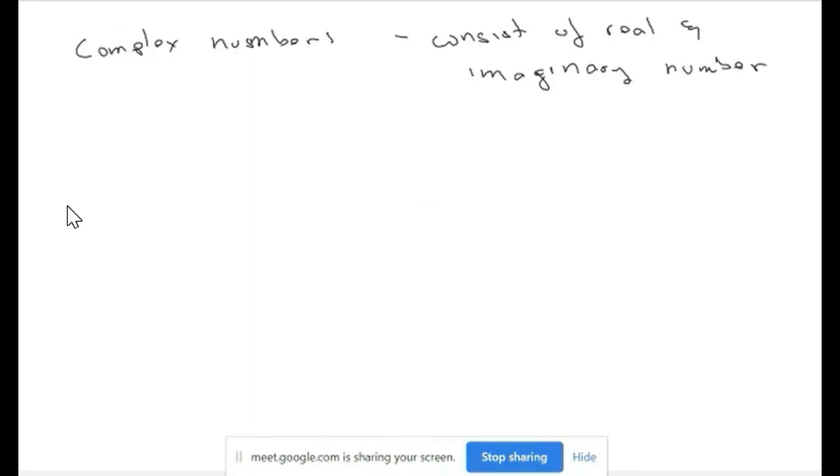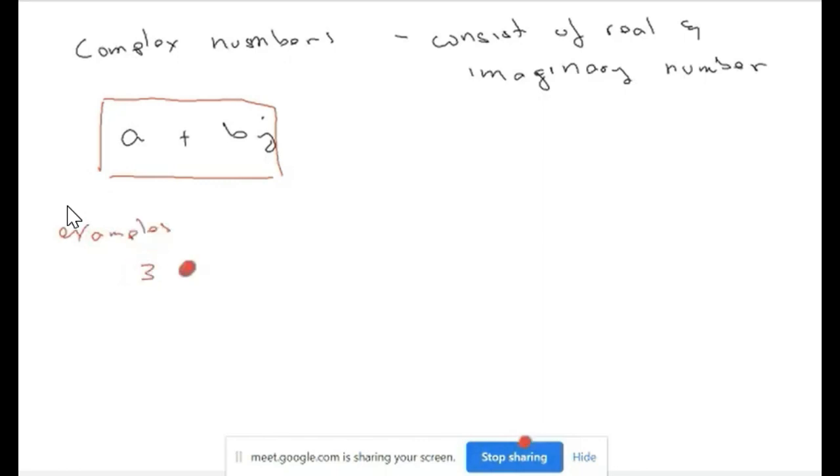How does it work? How does it look? A complex number is normally written in this form: a plus bj, where a and b are numbers. So a plus bj, that is how a complex number looks. For example, this could be 3 plus 5j.